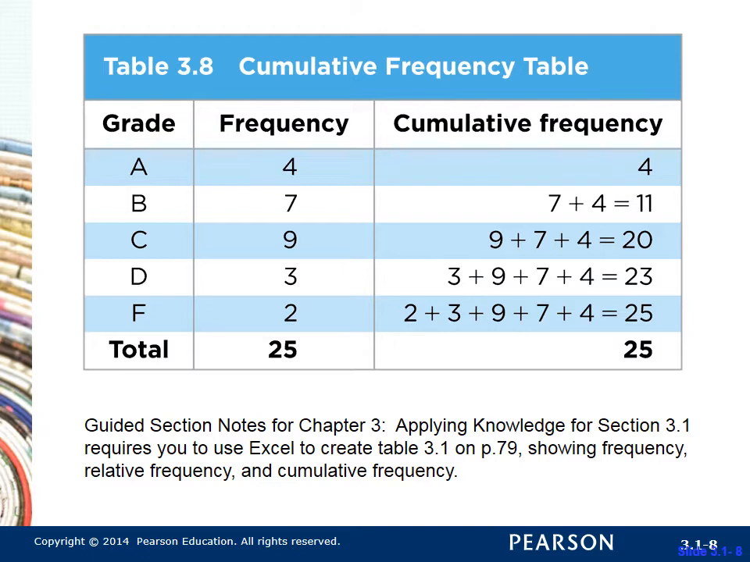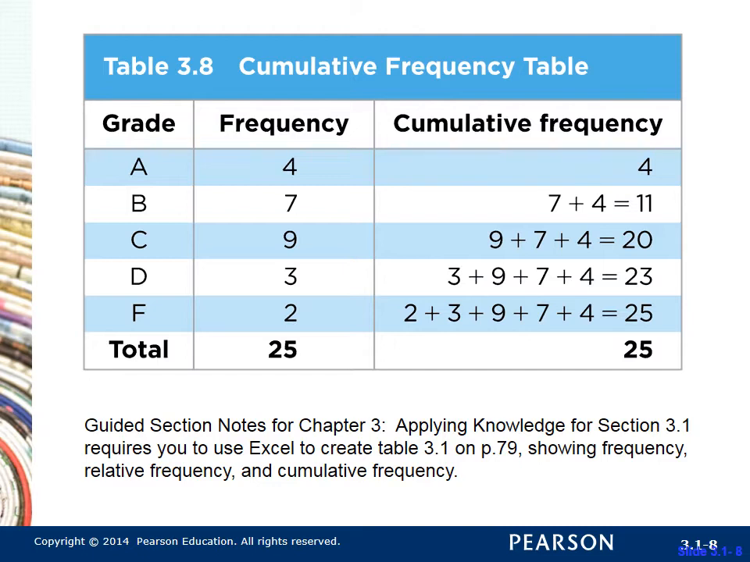So we add those 3 up to get 20. For D, I'm going to add up all the people who got A's and B's and C's and D's, which gives me a 23. And notice that last row, when I add those all up, I end up with 25. So when you're doing cumulative frequency, the final row should always be your total, because that's the equivalent of asking how many people got an A and a B and a C and a D and an F, and I just add them all together.